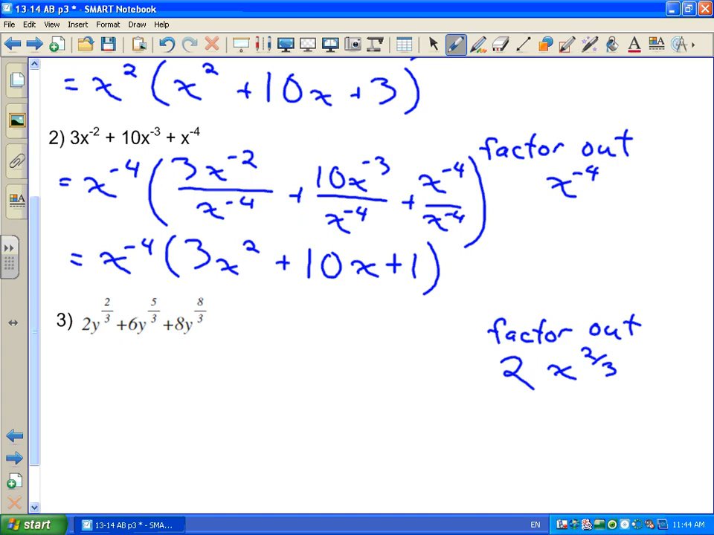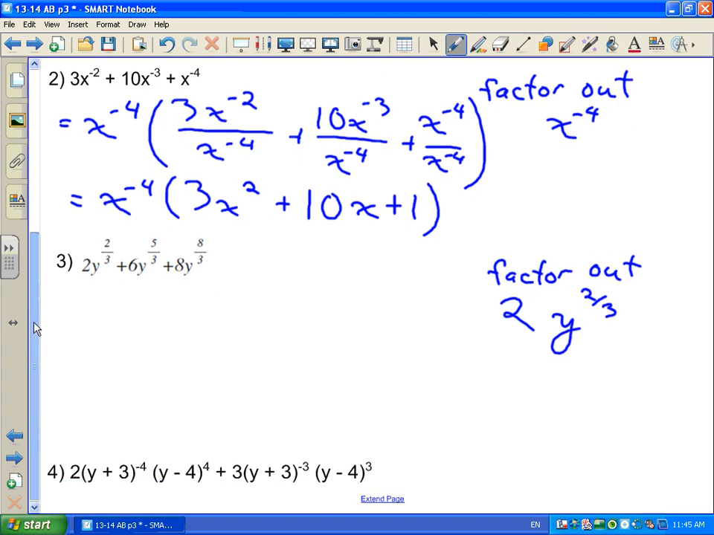Hey, thanks. Yeah, I switched from x to y. Thanks. We were talking about lowest power of x, and then somehow I switched to lowest power of y. Okay? So we can factor out 2y to the 2/3.